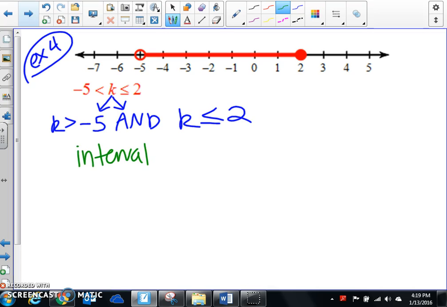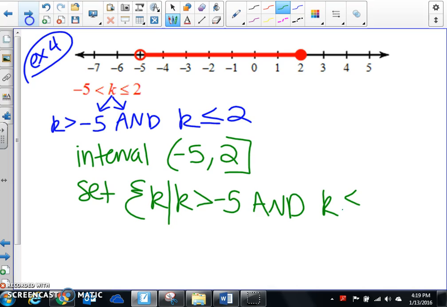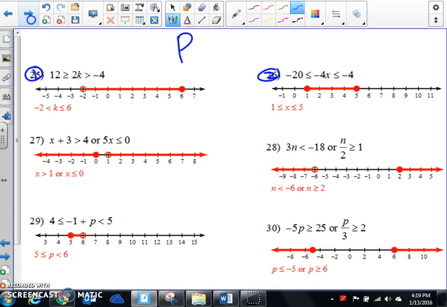I start at the point -5. It's an open circle, so parenthesis, and I stop at 2, and it's a closed circle, so bracket. For my set, I would say k for all k greater than -5, and k less than or equal to 2. And there you go. Here's your practice problems. This should be number 1, number 2, 3, 4, 5, and 6. Alrighty.